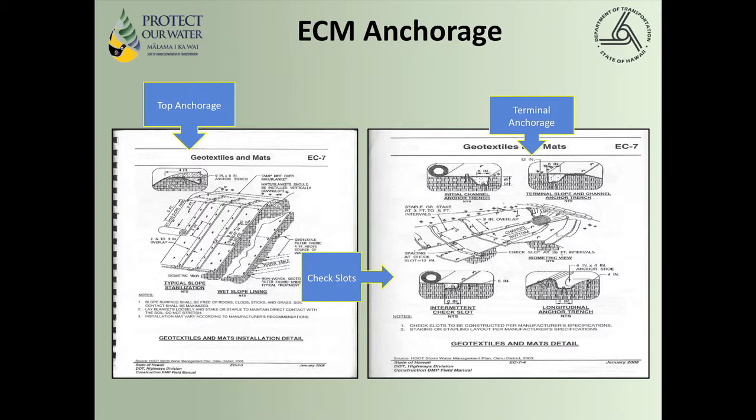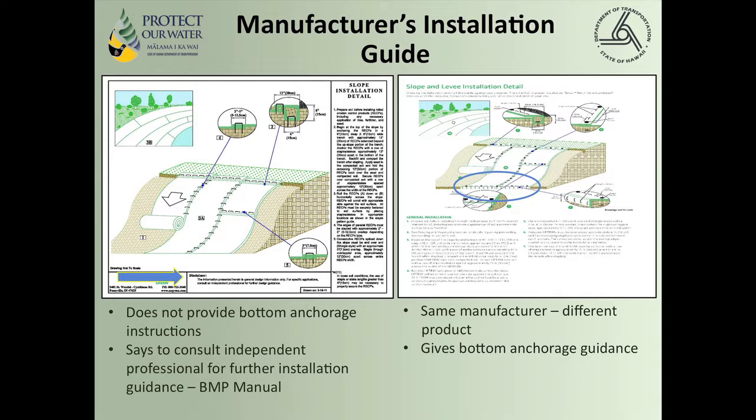This is the manual. It shows a top anchorage, a terminal anchorage. It also shows you how to put in interceptor or check slots. That's so you can break up the matting partway down the slope to provide a stopgap, kind of like an interceptor on the slope. Now I mentioned if manufacturer's anchorage is given.